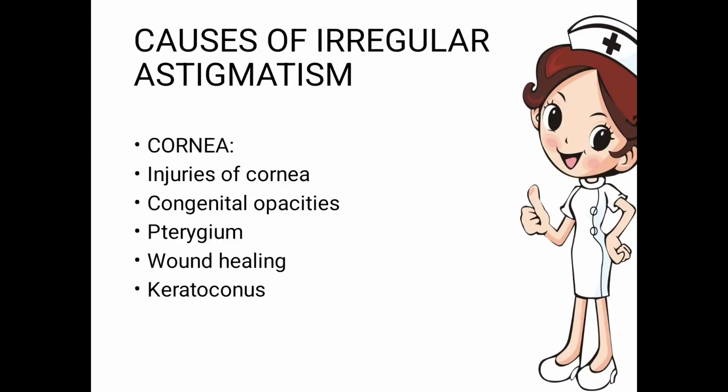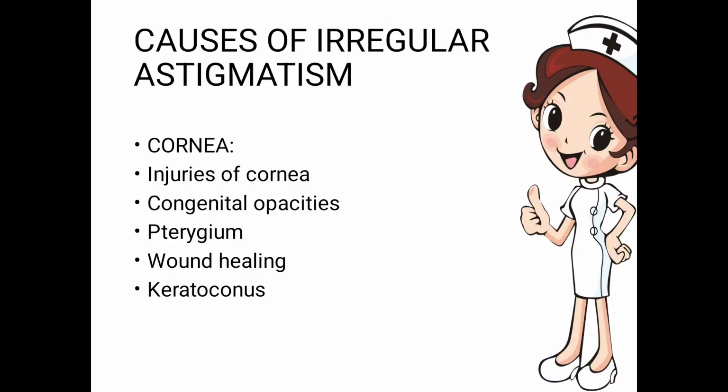Next one, causes of irregular astigmatism. First of all, see the corneal causes. Injuries to the cornea, any kind of injury, for example a foreign body entering the cornea. Corneal opacities, any kind of congenital opacities. From birth there is an opacity on the cornea which can cause astigmatism. Wherever the curvature gets disturbed, it leads to astigmatism. Next one, pterygium. Pterygium is a kind of condition in which a triangular mass comes over the eye.